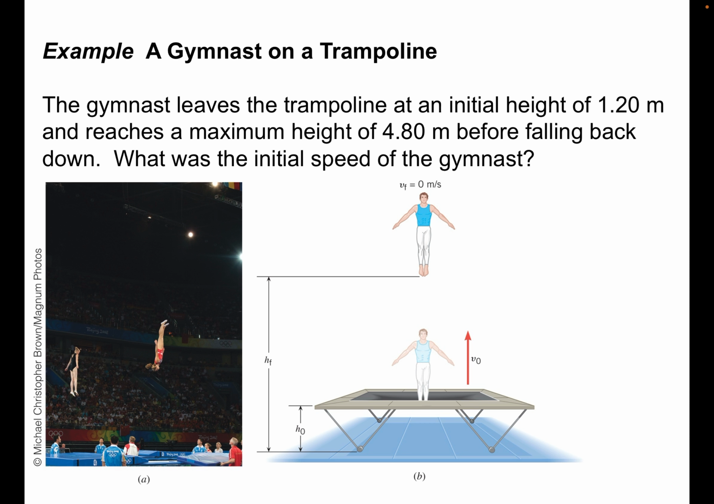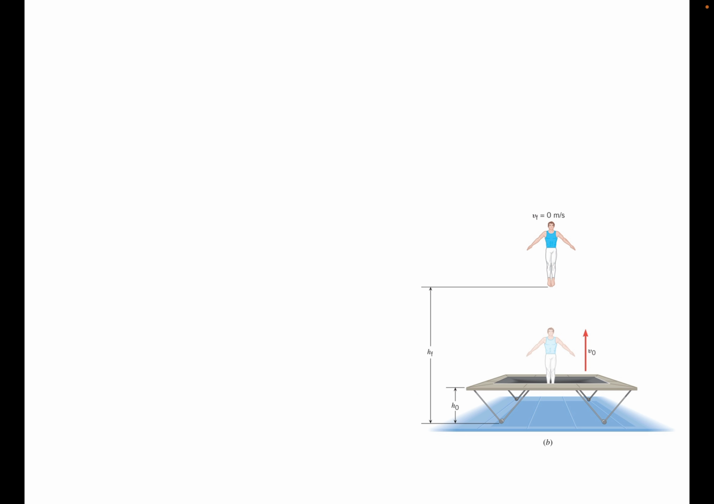Okay, let's move on to a more quantitative example. An athlete leaves the trampoline at an initial height of 1.2 meters, reaches a maximum height of 4.8 meters before falling back down. What's the initial speed? In this example, apparently we can neglect air resistance. Then mechanical energy is conserved.